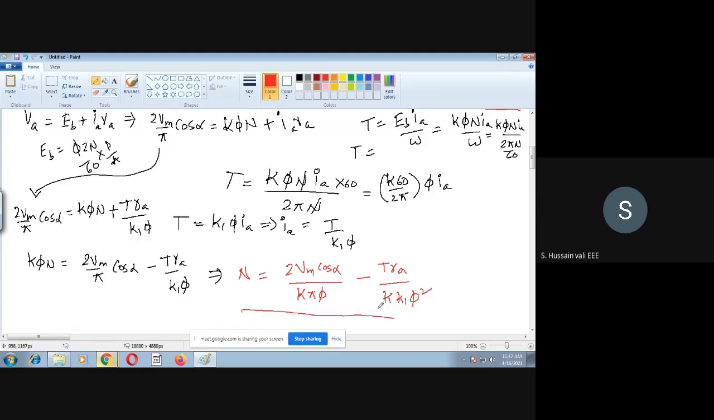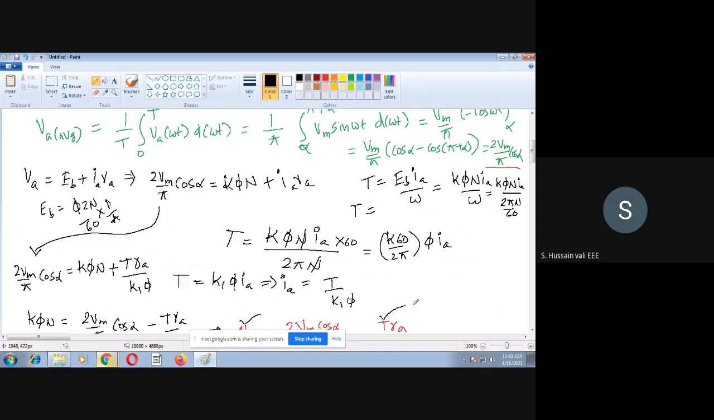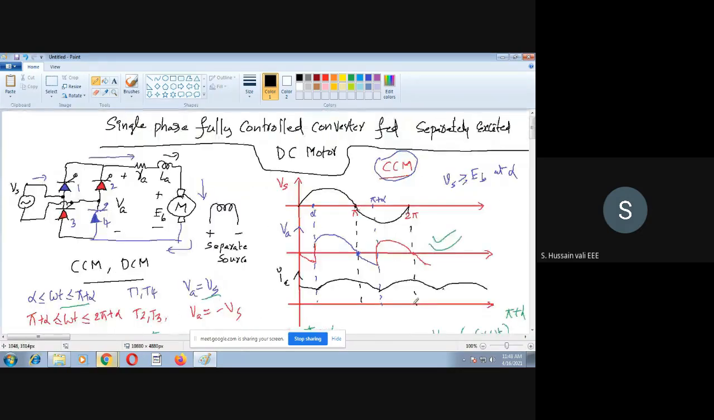So this is a relationship between speed and torque. So at the end we can draw the graph also for this relationship. So this is for the continuous conduction mode. Now we'll go for discontinuous conduction mode.